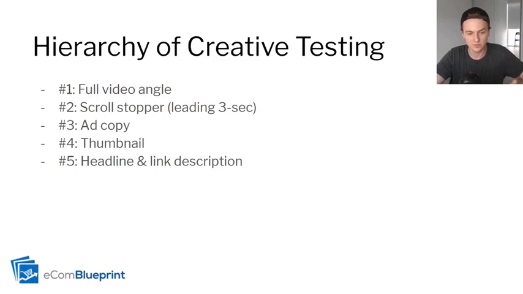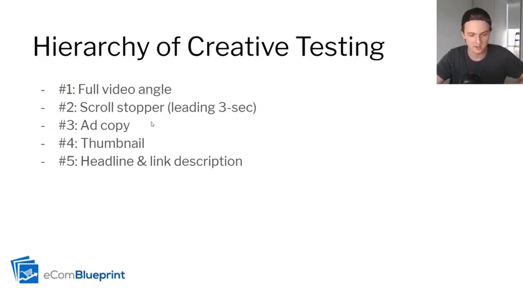However, you don't always have access to this content, right? If you have access to new video content, obviously this is what you want to test because it's going to make the biggest difference. Now, if you don't have a full new video angle, the second best thing you can do to see a really big impact in your creative sandbox is the scroll stopper, the leading 3-second clip that you use for your video. Changing this makes all the difference because it grabs people's attention, and people that would have just kept scrolling past your ad might watch the whole thing now. So the scroll stopper is the second most important to test.